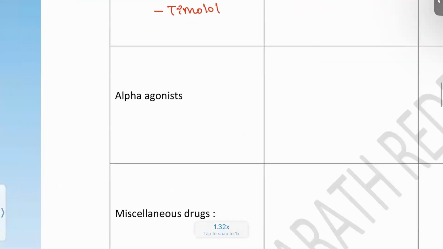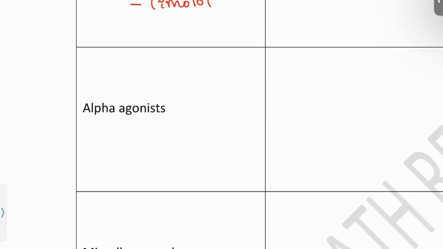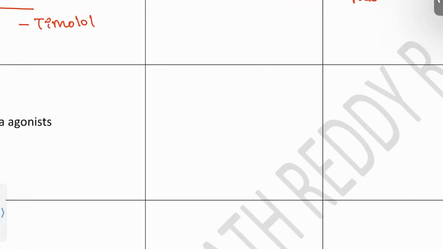Next, coming to the alpha agonists. In the alpha agonists, we have two types of drugs. One is apraclonidine and also brimonidine. Alpha agonists have two roles. It will decrease the aqueous production and will also increase the uveoscleral pathway.